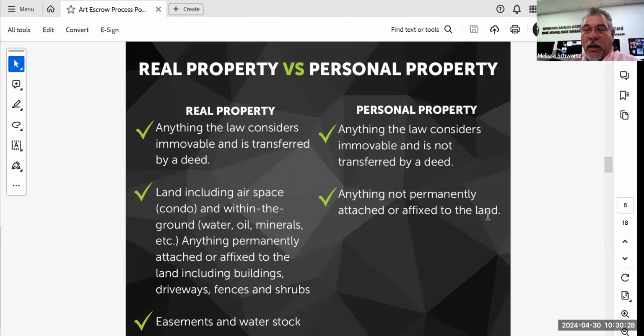Okay, now personal property, as I said before, is anything the law considers movable and is not transferred by a deed. That should say movable, not immovable. And anything not permanently attached or affixed to the land, okay?